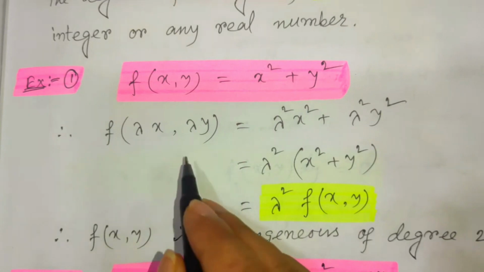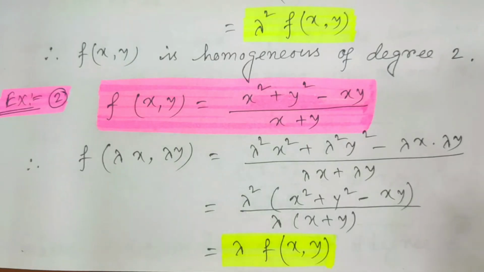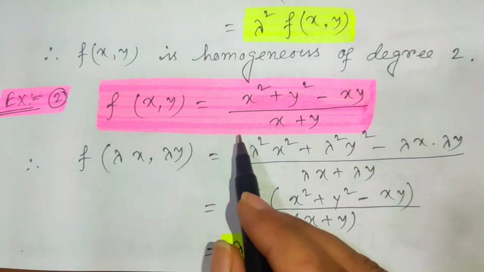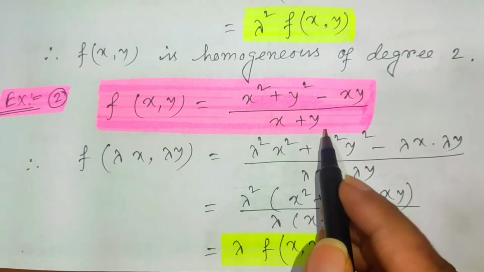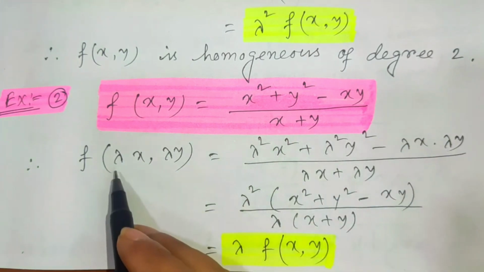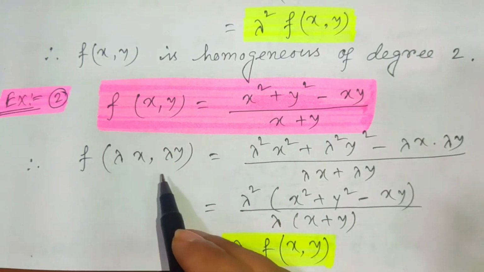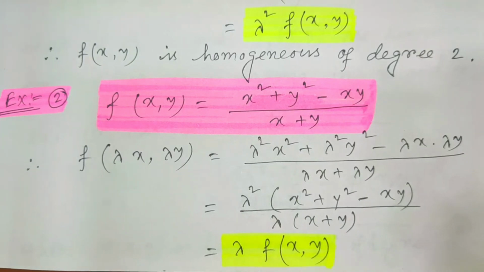So the degree of this function is 2. One more example is here. If your function is f of xy equals x square plus y square minus xy by x plus y, is it homogeneous or not? For that, again we just substitute x for lambda x and y for lambda y. After simplification, we shall find lambda f of xy. So yes, the given function is homogeneous and its degree is 1.